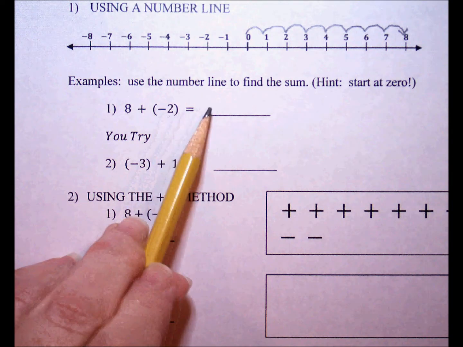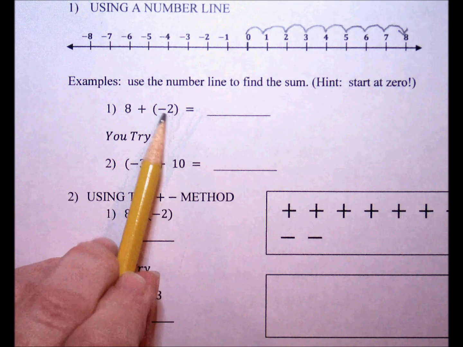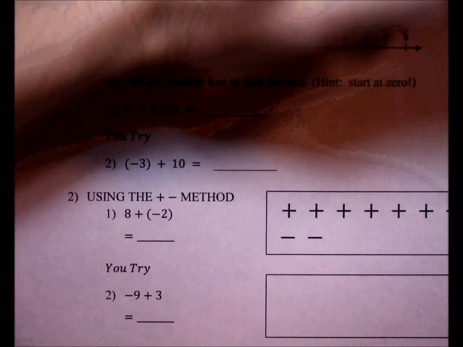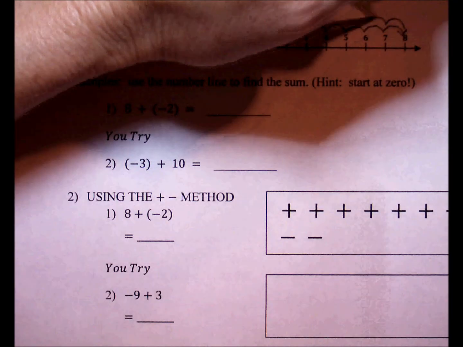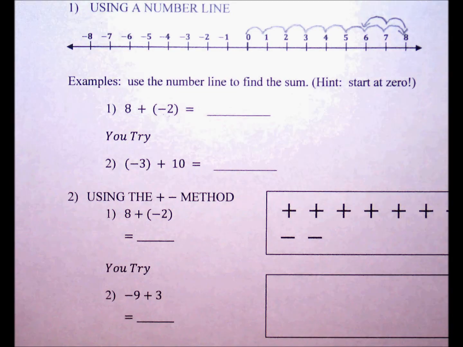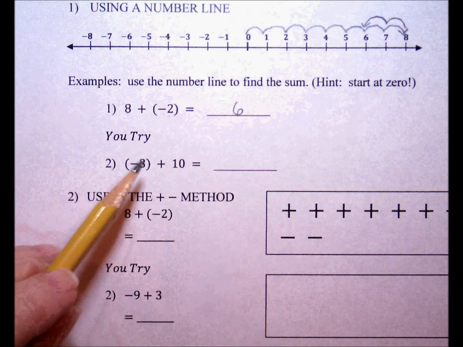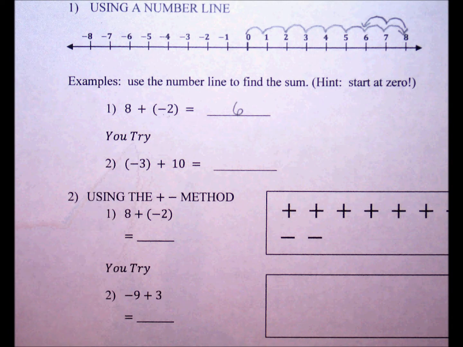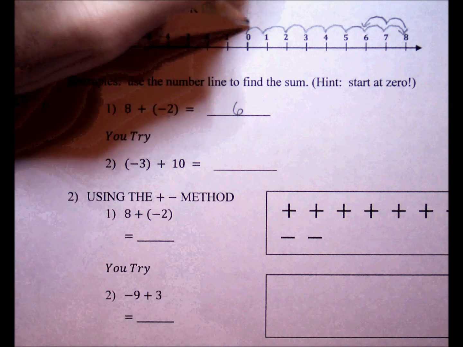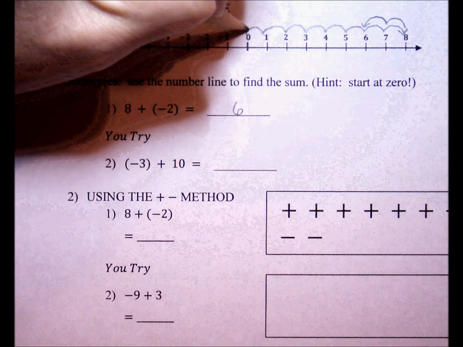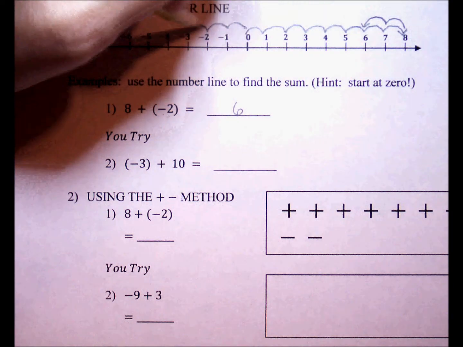Then I'm going to go in the direction of my second number, which is negative 2. If there were 3 numbers, I could continue to do the same thing. So I'm going to start at 8 and go 2 to the left. 1, 2. That puts me at 6, which is the answer. So you pause and do the Try.